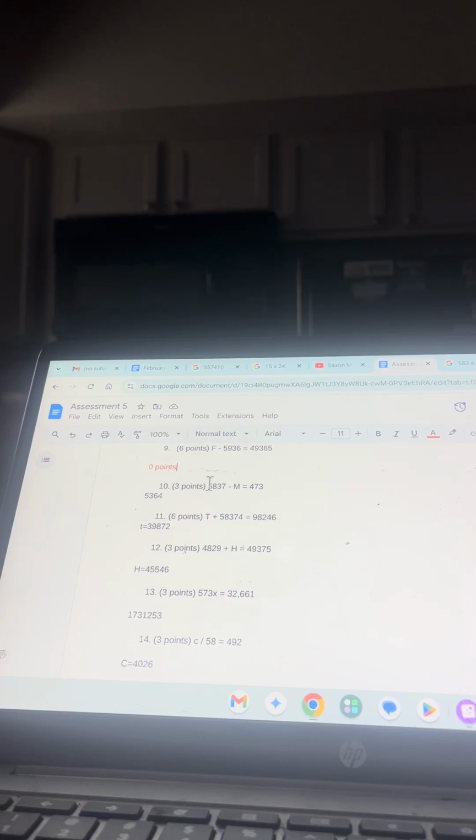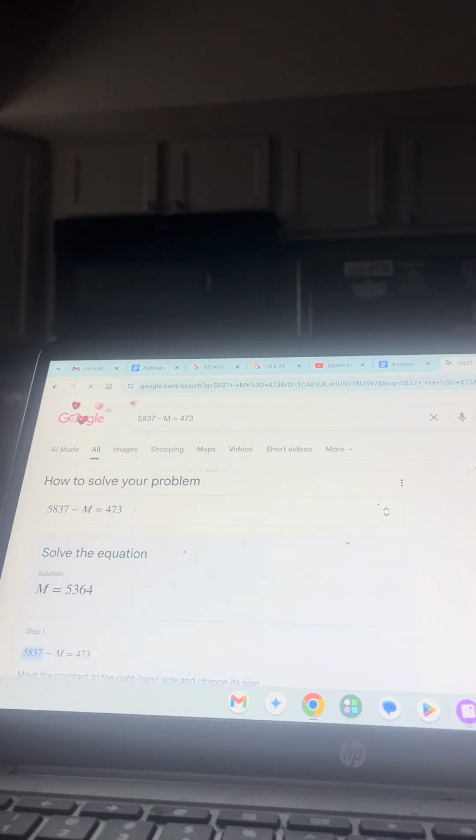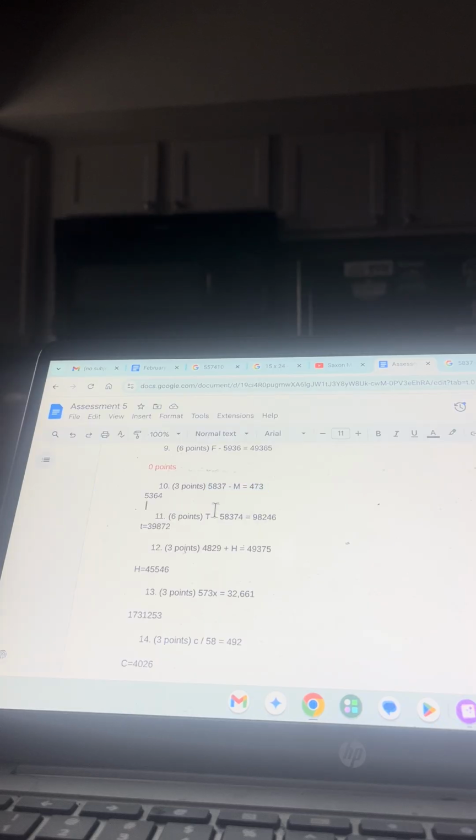Okay, let's check this one. Did you get this one right? M equals 5364. That's correct. So you get full credit for that one.